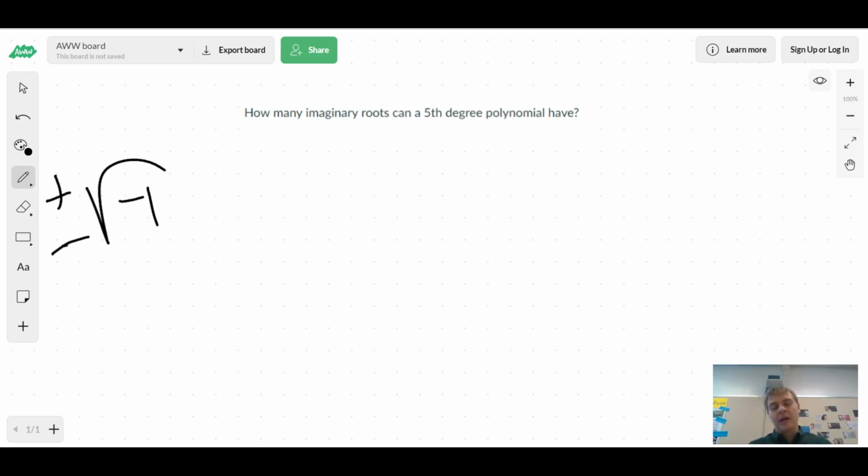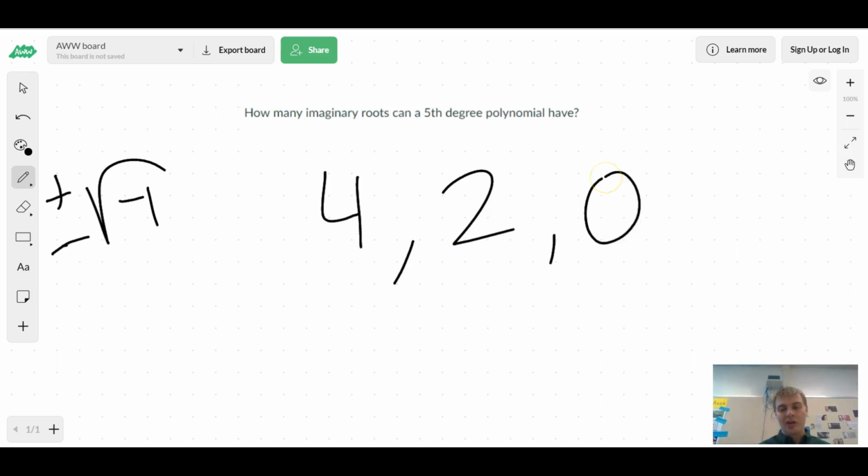Because they come in pairs, you can have at most 4, because that would go over the number of roots if you had 6. Then you could have 2 or 0. You can't have 5 imaginary roots because then it wouldn't come in pairs. So when I'm thinking of my imaginary roots, we're looking for an even number, and we want to count until we get to that number, or one less, depending on if that number is even or odd.